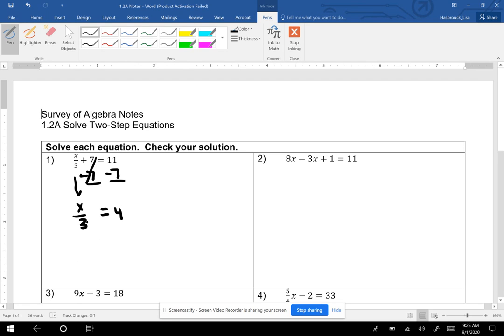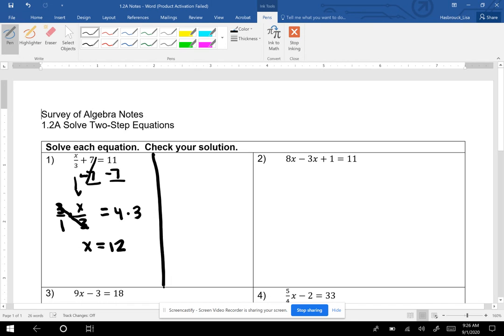Now, x over 3, another way of saying that is x divided by 3. So if it's x divided by 3, to move the 3, we need to do the opposite. We need to multiply it by 3. Notice the 3 is on top when I multiply by 3. If I put it on the bottom, it wouldn't go away. So if I multiply by the top, then they cancel out because there's one on top and one on bottom. We also have to do the same thing on the other side. This gives us x equals 12.